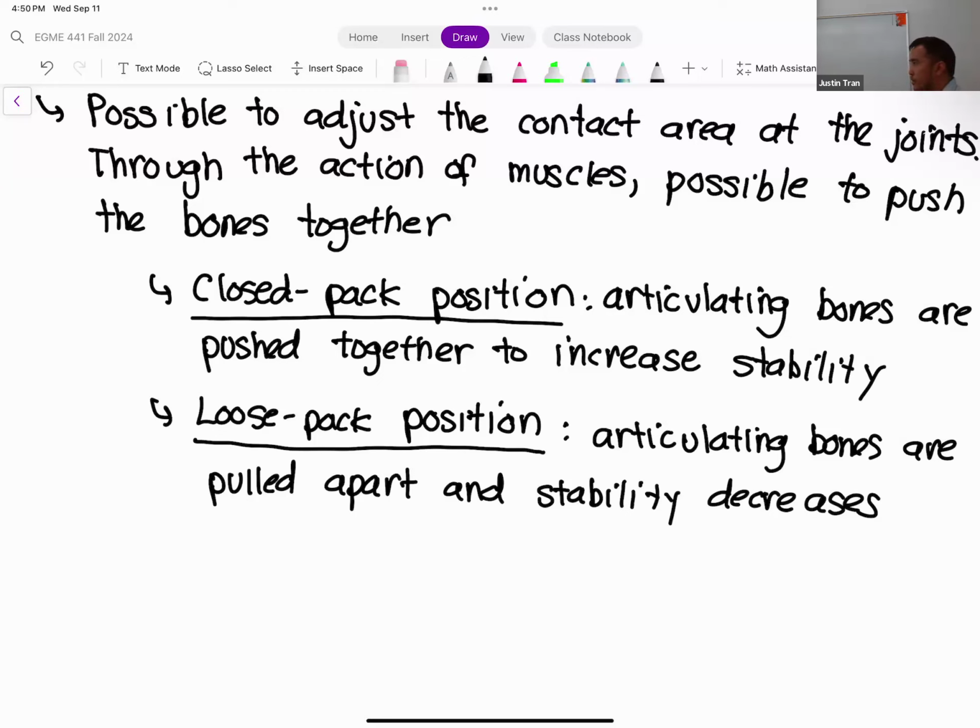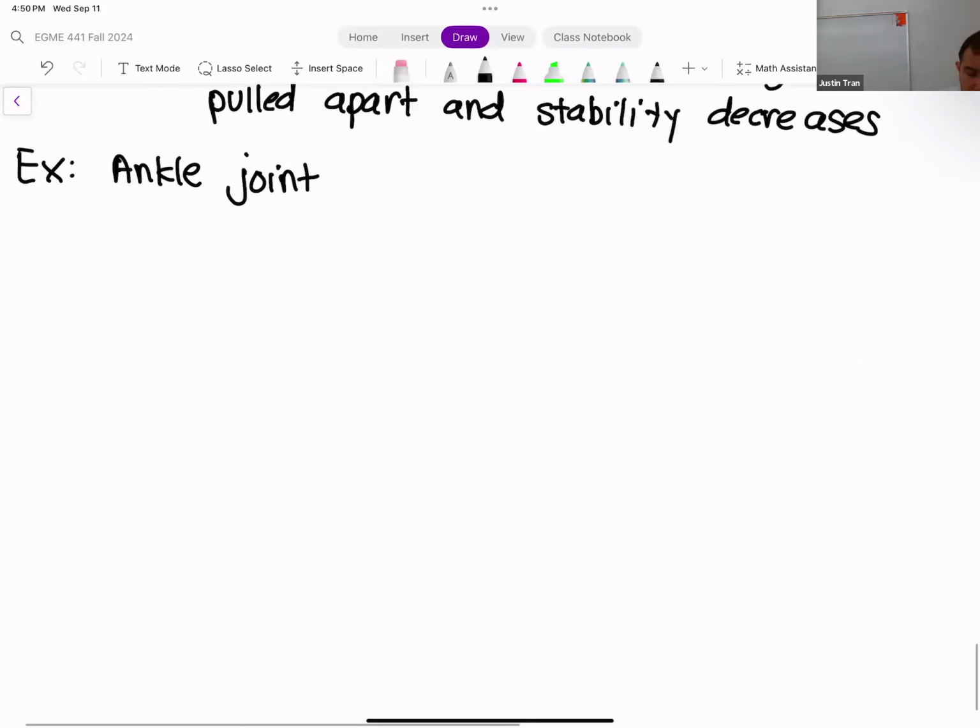One really interesting example of this is your ankle joint. The ankle joint is a very frequent site of injury. People sprain their ankles all the time. If you play sports, you probably sprain your ankle at some point. Even just walking around or going down stairs in a weird way, you can sprain your ankle.